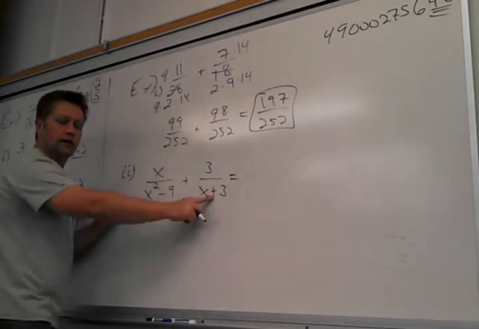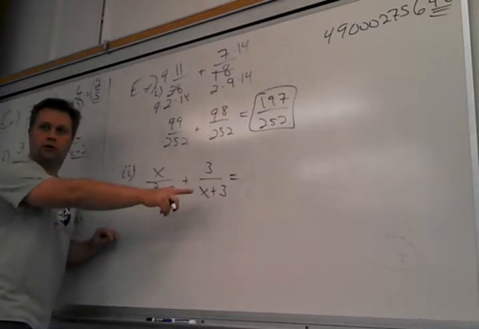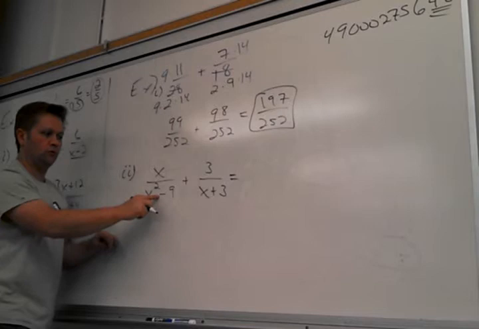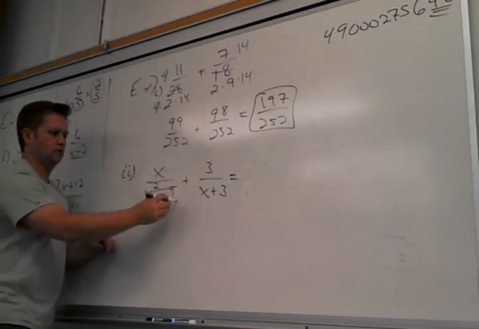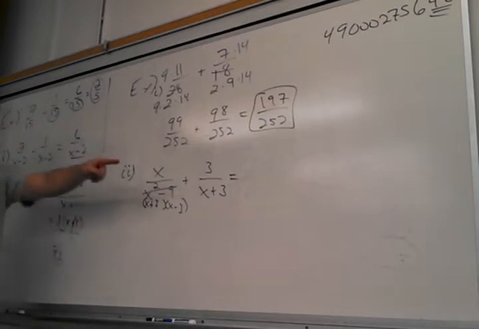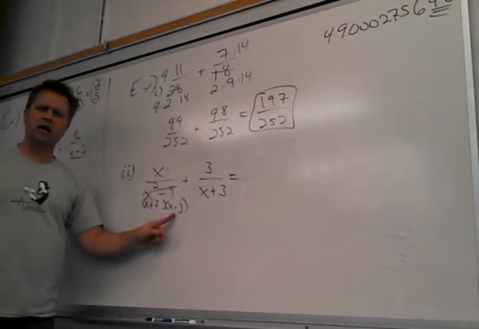So I can't add them. Is that obvious? Hopefully, right? Because they don't have the same bottom. But what is this if I factor it? x plus 3 times x minus 3. So what do they both share? x plus 3. They both have an x plus 3. So what does the other one need? He's got an x minus 3.